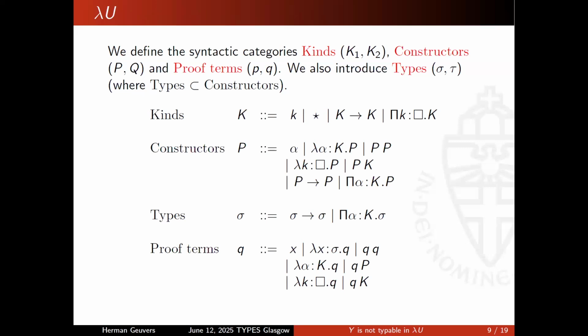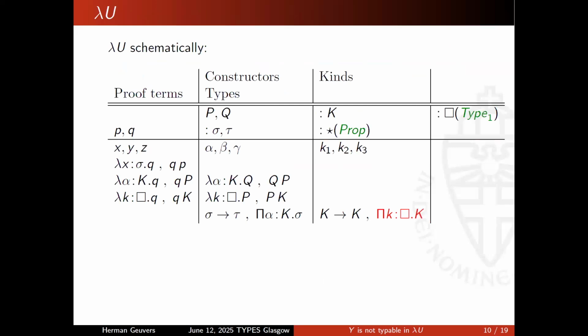And if you want to see how that all lives hierarchically, it's this. What does this mean? It means that we have proof terms which are of types. So here P is of type sigma, which lives in star. And you have constructors which live in a kind, which lives in box. So there are always three levels here, but they're separated from each other.